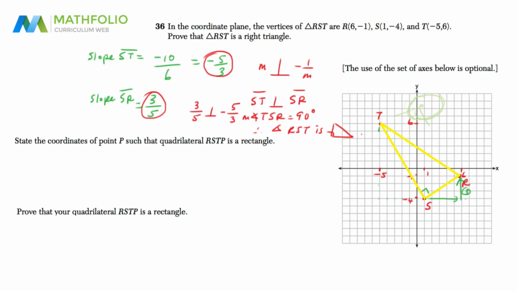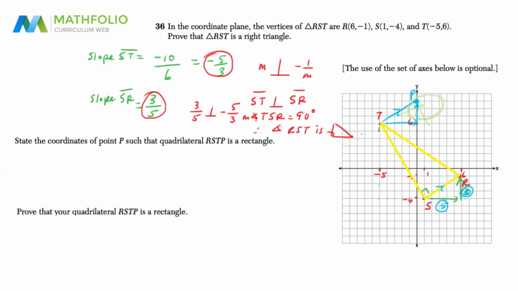So from S to R, we went over 5 and we went up 3. And so to keep this same slope over here, they would have to be parallel. They need to have the same slope. So we can do the same again, go over 5 and up 3. So 1, 2, 3, 4, 5, and up 3, 1, 2, 3. So this becomes a point. If you don't see it, I went over 5, I went up 3. So this is where point P would be.